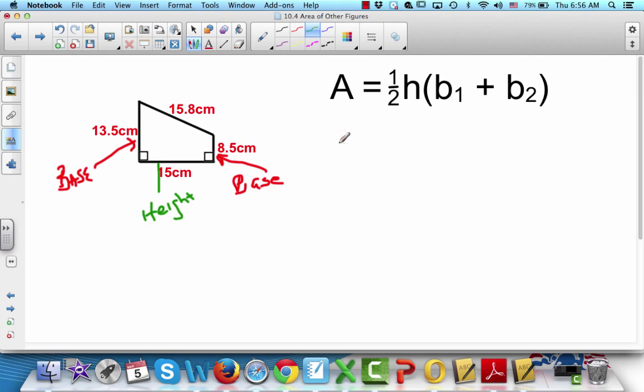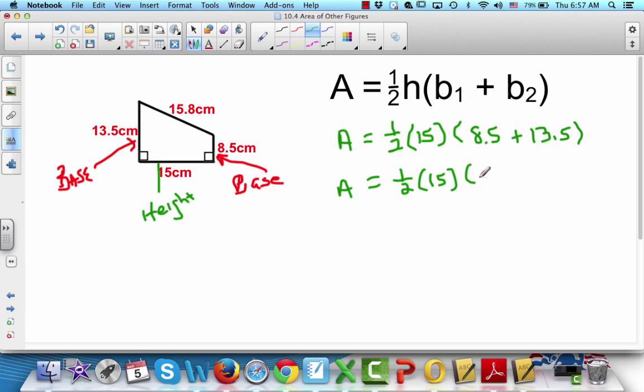So let's fill in our information over here. We've got area equals 1/2 times the height, which is 15, times the base. It doesn't matter which one's base 1 or base 2. You can start with the 8.5 or the 13.5. The other one will be base 2. So then we go area equals, take care of the parentheses first. 8.5 plus 13.5 is 22. And then area equals, and you can do this a number of different ways. I would choose to do this. 1/2 times the even number. 1/2 times 22 is 11 times 15. And then area equals 165 centimeters. And remember to put the squared there, okay?